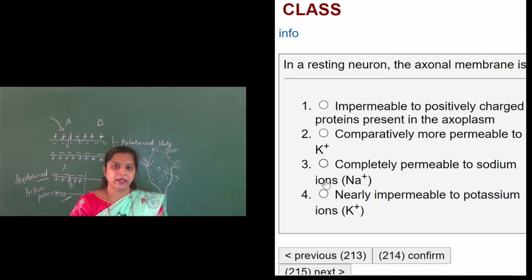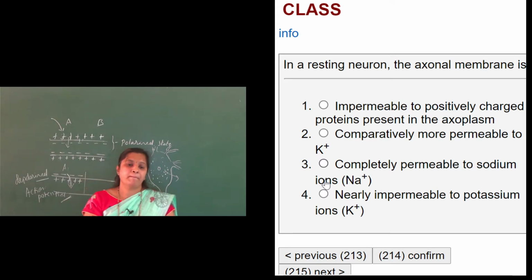What is the first option they have given? They are impermeable to positively charged proteins present in the axoplasm. So this is wrong. Why? Because in a resting neuron, the axonal membrane is impermeable to negatively charged proteins but not the positively charged proteins. Okay, so it is impermeable to negatively charged proteins which are present in the axoplasm.